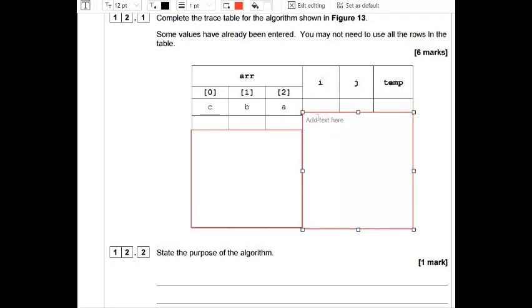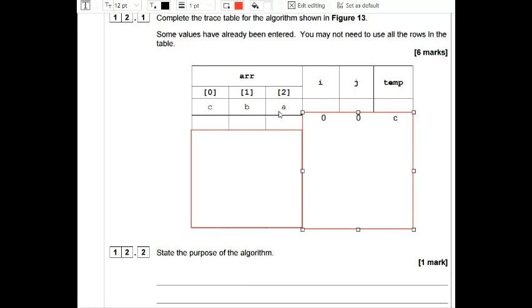We must. So, i, obviously, is going to be 0. j is going to be 0. And temp is going to be C. So the idea is, we want to get this in order. So at the end, it's going to have A, B, C. And that's what we want.